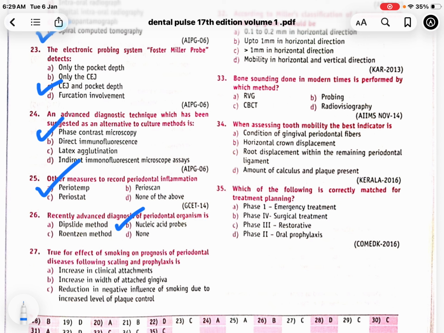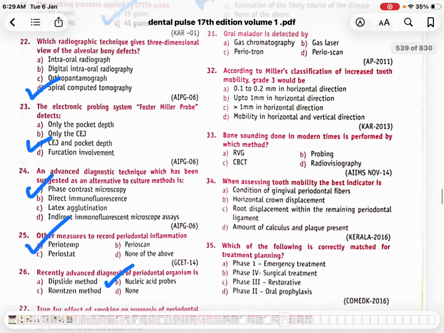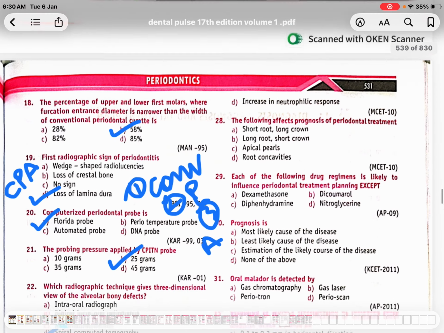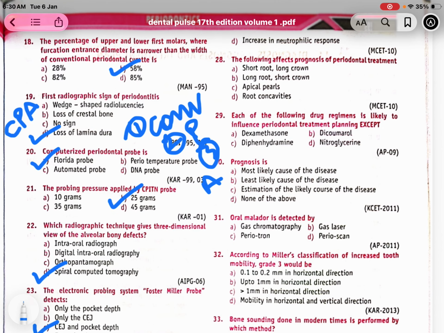Now 27, true for effect of smoking on prognosis of periodontal disease following scaling and prophylaxis is. So there will be reduction in the negative influence of smoking due to increased level of plaque control. Okay. Next. If you don't get now why this answer, matlab you are still not getting why this is, so you just comment down. Okay.